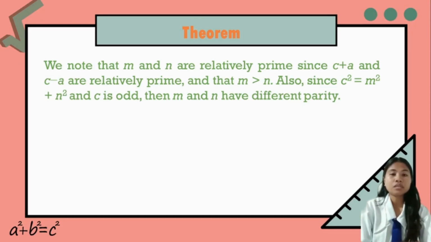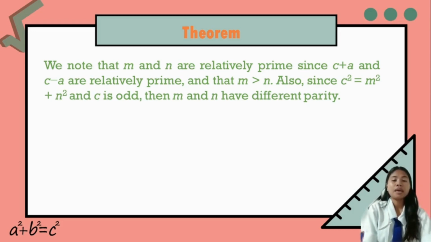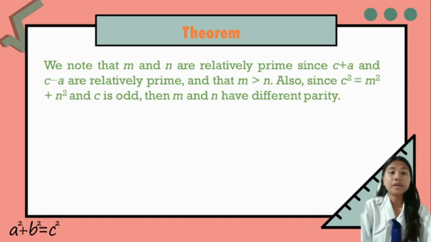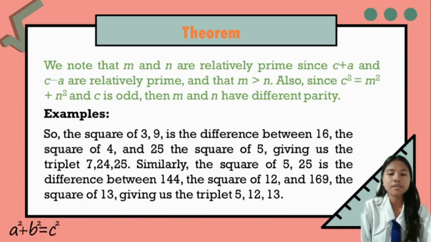Also, since C squared equals m squared plus n squared, and C is odd, then m and n have different parity since C is odd.